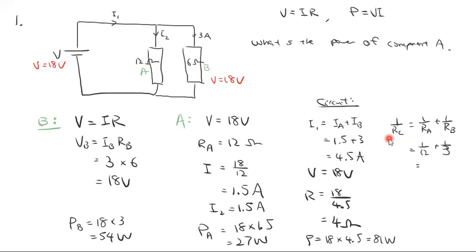Oh, sorry, that's not 1 over 3, that's 1 over 6. That's why it's wrong, right? So you're going to get 1 over 12 plus 1 over 6, which will then be 1 over 12 plus 2 over 12, which is going to be 3 over 12, or a quarter. And so the resistance of the circuit is 4 ohms. Doing it both ways, you get 4 ohms. Yeah. Do you see what I mean?